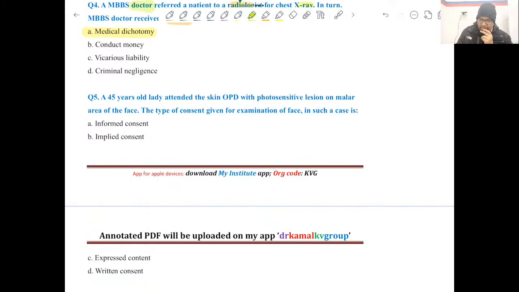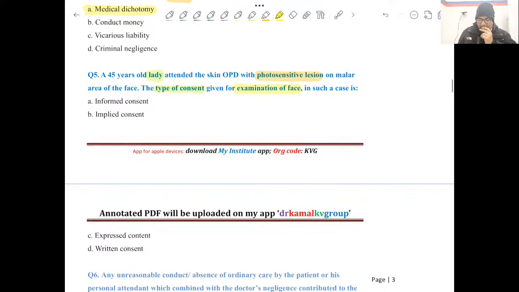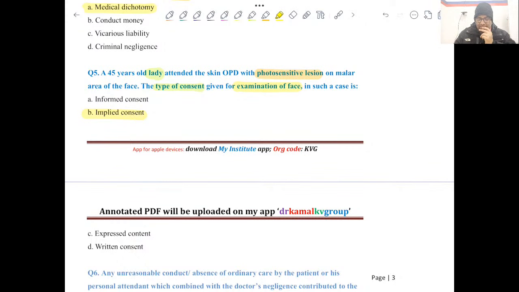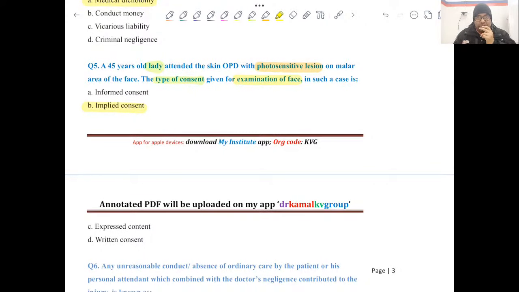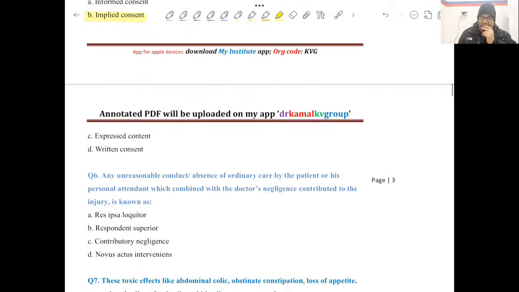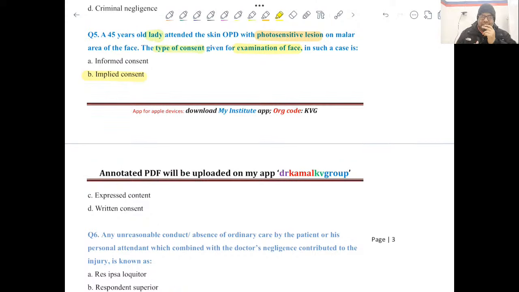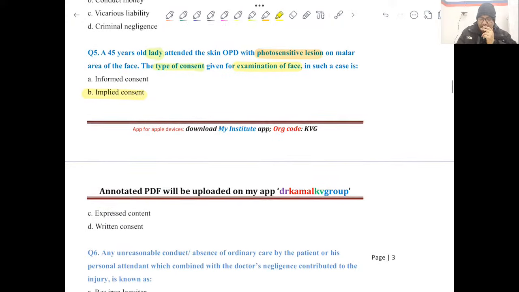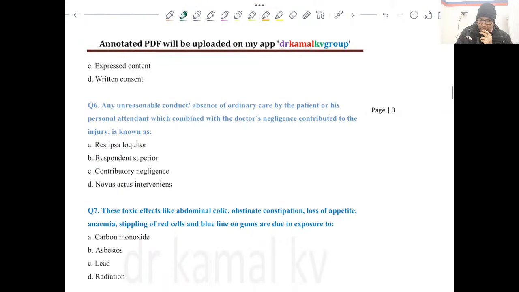Now, a lady attended skin OPD with photosensitive lesions on the area of the face. Now, which type of consent is this which gives the permission to the doctor to examine her face? So this type of consent, where a patient goes to a doctor, is a sort of implied consent, where it is presumed that yes, the patient is ready for examination by the doctor. So this is an example of implied consent. Clear? A patient is going to a doctor, so it is presumed that he or she has already given consent for examination by the doctor. Of course, there are certain rules, like if a lady is there, it's better you always have a female nurse standing in the cabin before examining such a lady, right? So this is implied consent.